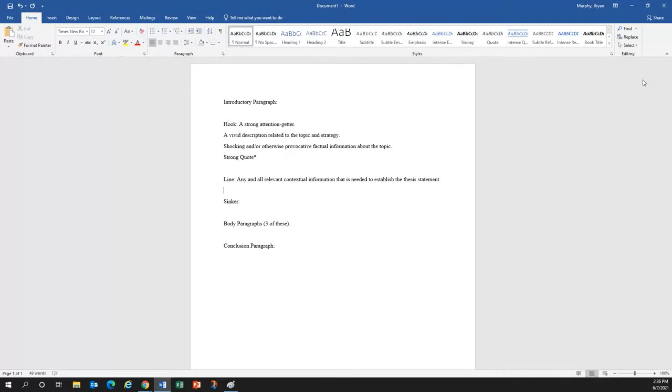Now, you don't want to go too into detail and put a bunch of quotes and a bunch of cited references in the intro, because you want to save all that stuff for the body paragraphs, right? But the line section is like, what do I need to know so that this will make sense? What do I need to know so that I'm not going, wait, what are they talking about? What's this about? Lead me in, let me know any of the minute details that I might not already know about, and set up the last thing, which is the sinker, or the thesis statement.